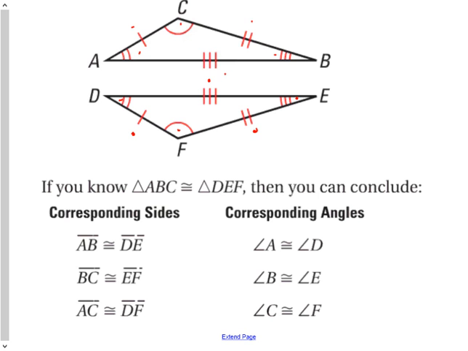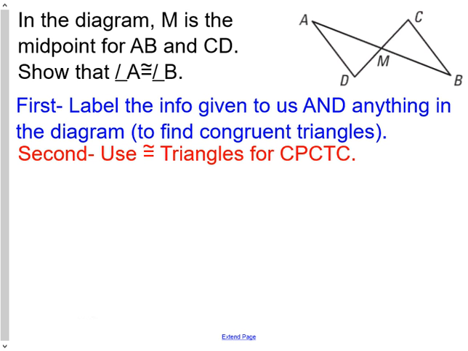And once we know triangles are congruent, then we can do anything with the other sides or the angles that we didn't have and know that then those are congruent based on what congruent triangles mean, or congruent shapes. Right? In the diagram, M is the midpoint for both AB and CD, and it's asking us to show that angle A and angle B are congruent.